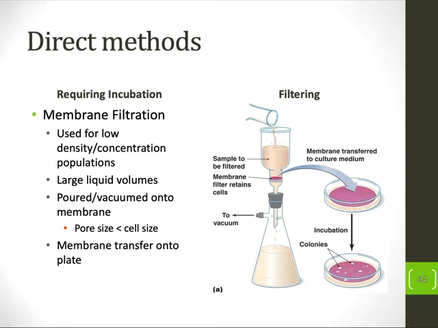Understand how it works. Then you have direct methods, filtration, where you filter using a membrane. So a vacuum is attached. You have a membrane attached here, and filter through here. You need about 100 milliliter of water to do that, and it's mainly used to check fecal contamination in water bodies. So you filter it and then you transfer the filter to a plate and incubate. So if you see colonies on there, it means that you have some bacteria sample in there.